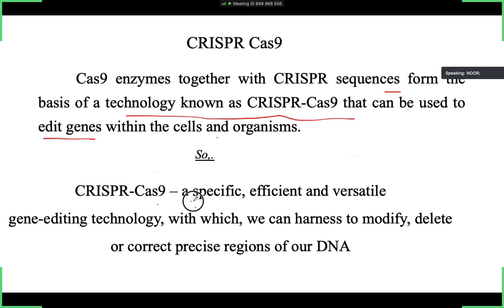CRISPR-Cas9 is a specific, efficient, versatile genome editing technology with which we can modify, delete, or correct precise regions of our DNA. By our DNA, I don't mean the DNA of human beings. By our DNA, I mean the DNA of our interest. That can be plants, animals, fungi, or any organism.